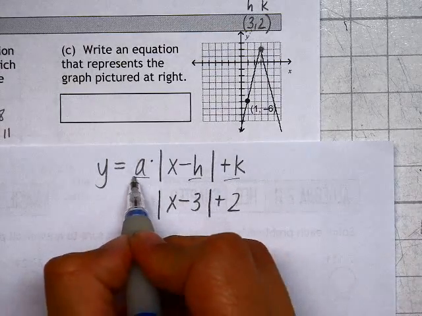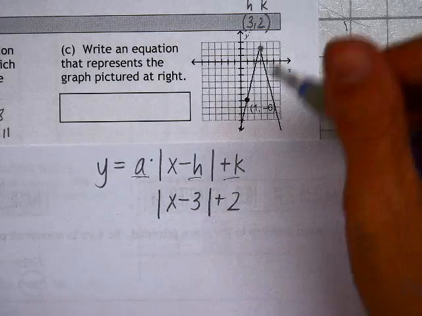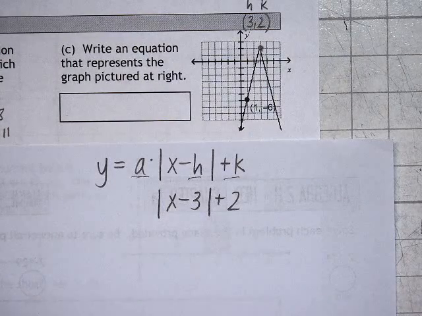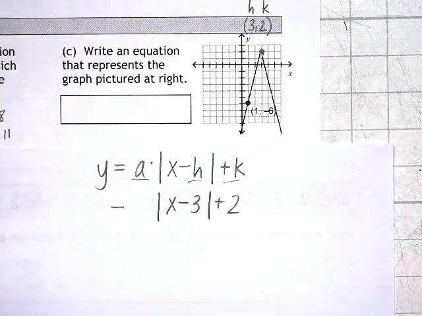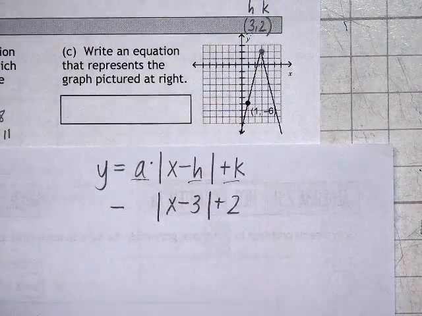But we also need to make sure we address the A value. The A value is what tells this graph to be skinny, fat, right side up, or upside down. We can tell this is upside down, which implies that this A value will be negative, which again makes the graph flip over and face downward.